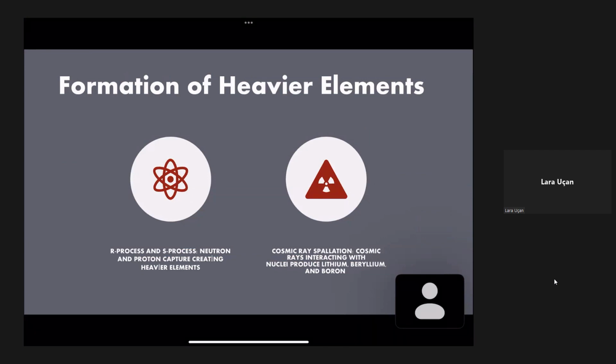In addition to stellar nucleosynthesis, heavier elements are formed through processes like the R process and S process, which involve neutron and proton capture. Cosmic ray spallation, where cosmic rays interact with nuclei, contributes to the production of lithium, beryllium, and boron.